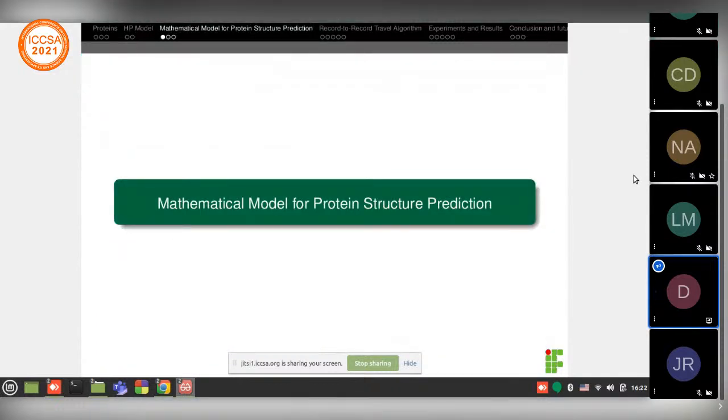Now, we worked together on the same PhD thesis, and it is an interdisciplinary area, with multiple areas: biological, computational, chemistry, and mathematical. Now I will introduce you to the mathematical area. A mathematical model for protein structure prediction was used.